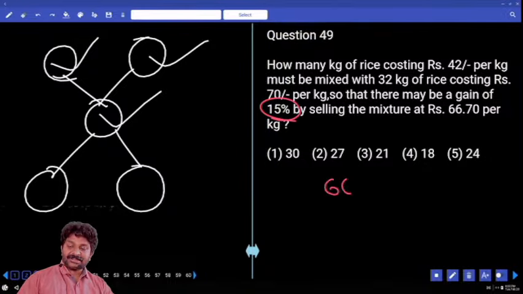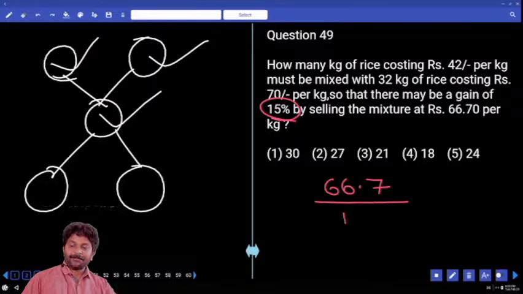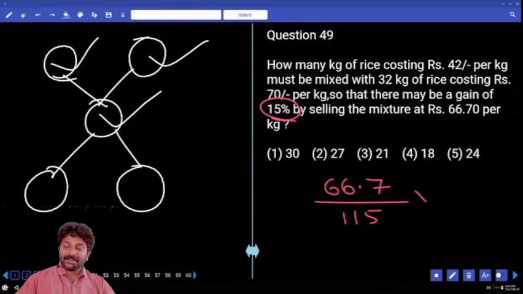That means 66.7% is equal to 115%. Agreed? 1% value is equal to divided by 115. And we want to calculate 100%, that is into 100.